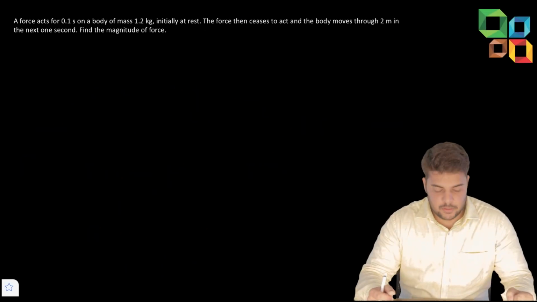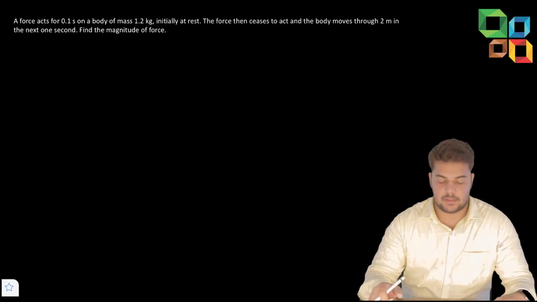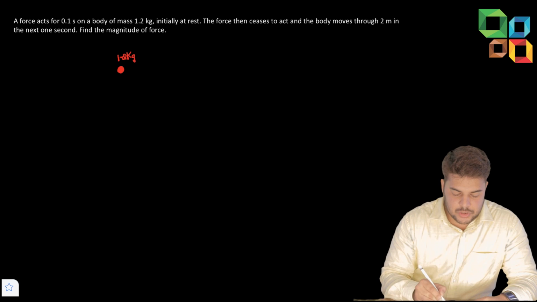So let's look at one more question over here. A force acts for 0.1 second on a body of mass 1.2 kg initially at rest. So let's draw the picture over here. So this is my picture. This is a body of 1.2 kg on which a force acts.